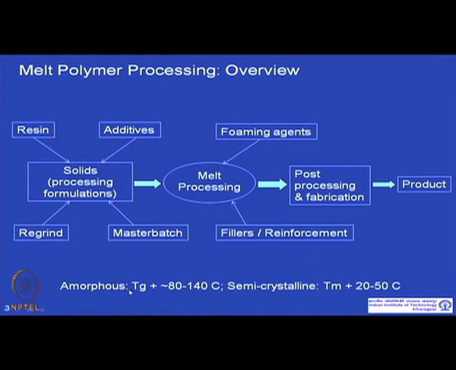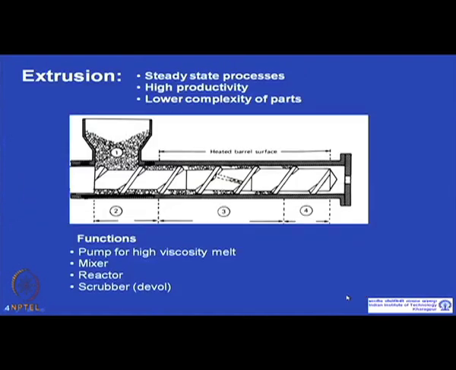Typically, amorphous materials are melt processed at Tg plus somewhere 80 to 140 degree centigrade temperature higher, and semi-crystalline materials are processed at melting temperature plus a temperature of 20 to 50 degree centigrade. Talk about the extrusion process briefly. Extrusion, as said, is a steady state process.